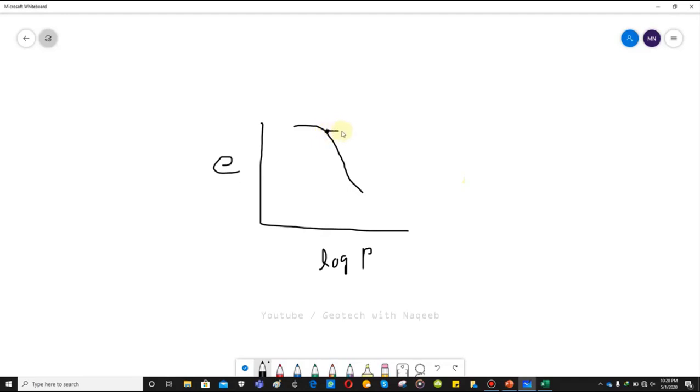Next step is to draw a straight horizontal line. We have drawn it. Now draw a tangent at this point. Let's say this is the tangent at this point. Now draw the angle bisector of this line and this line, the tangent. Let's say this is the angle bisector line. Now extend the end of the linear portion of this curve.